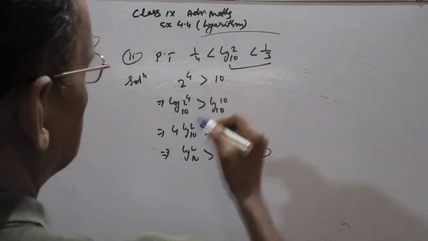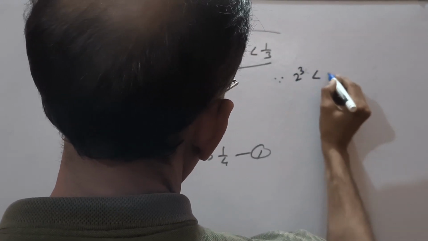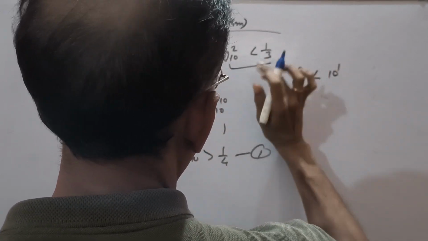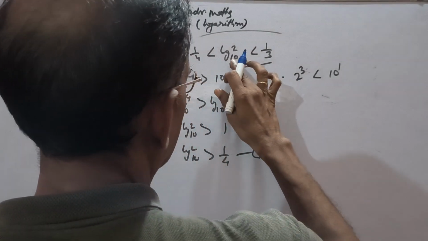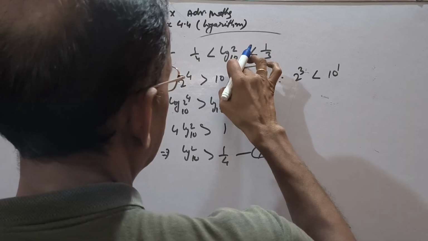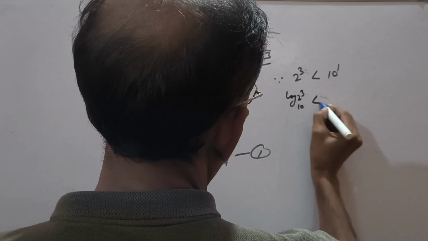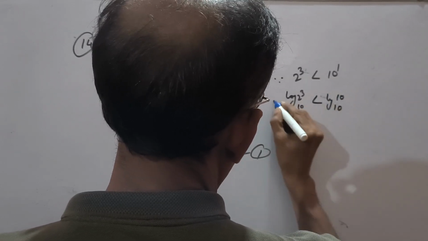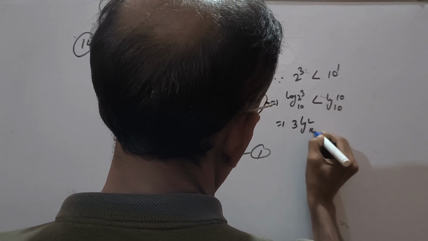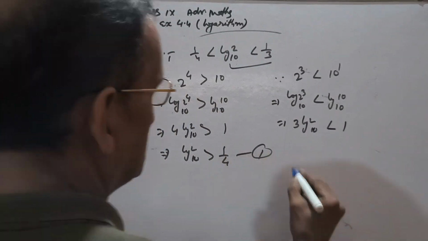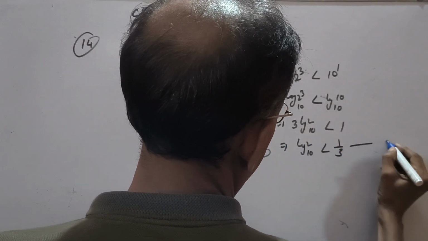Now from this portion, what will we take? Since 2 to the power 3 is less than 10 to the power 1. Again you will take log on both sides with the same base, according to the question. So log 2 to the power 3 to the base 10 is less than log 10 to the base 10. So obviously 3 will come here. 3 log 2 to the base 10 is less than 1. Then what will you get? Log 2 to the base 10 is less than 1 by 3, equation 2.